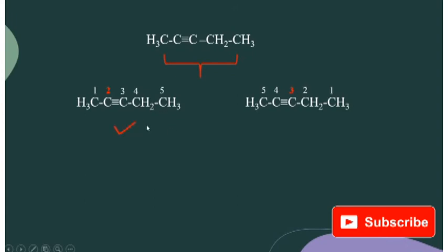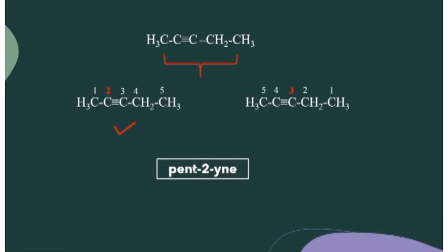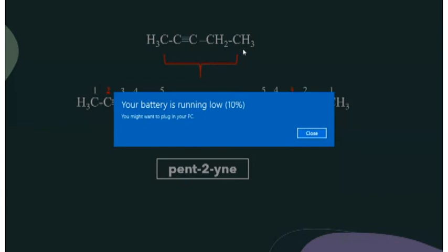And what is the name? First is the carbons. How many are there? 5. So for 5 carbons, what is the common name? Pent. Then what will come? Position of the triple bond, that is 2. And what will be the suffix? It is "-yne". For alkynes, the suffix is "-yne". So what is the name of this molecule? Pent dash 2 dash -yne.